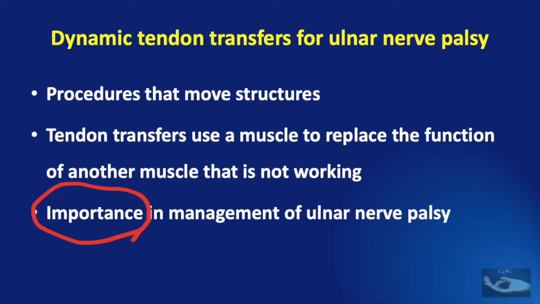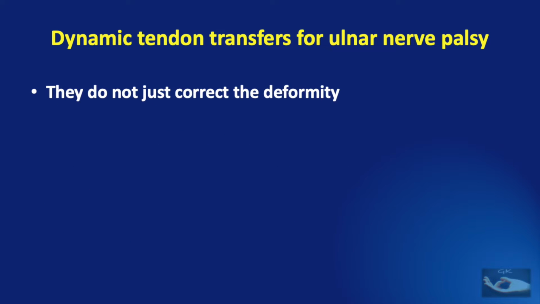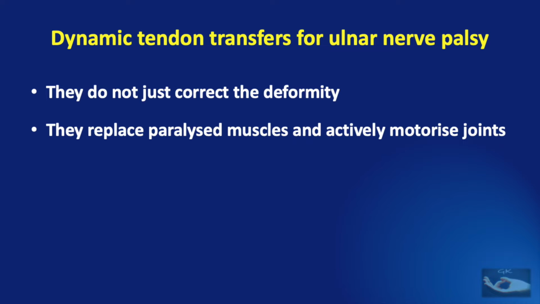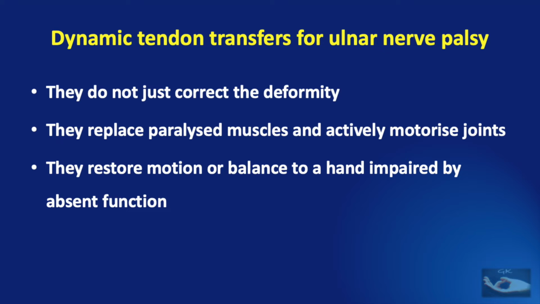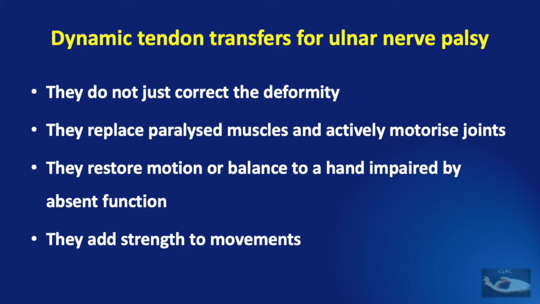And why is it so important? Because they do not just correct the deformity like static procedures, they replace the paralyzed muscles and actively motorize joints. They restore motion or balance to a hand impaired by absent function, and they add strength to the movements. We shall be learning about these important dynamic tendon transfers, but before that we need to learn three basic concepts.